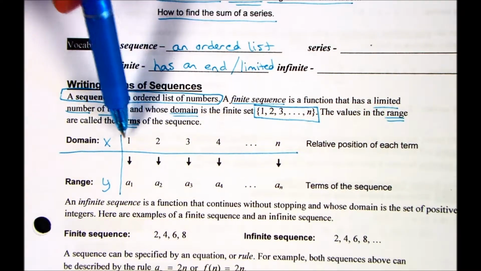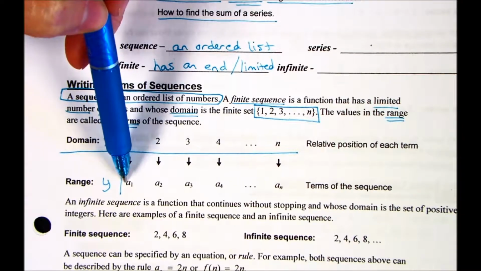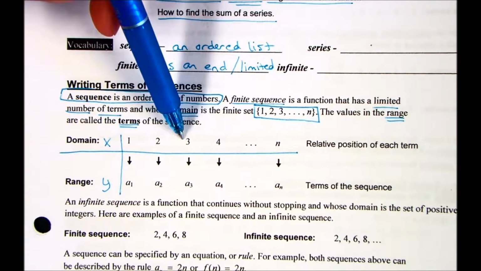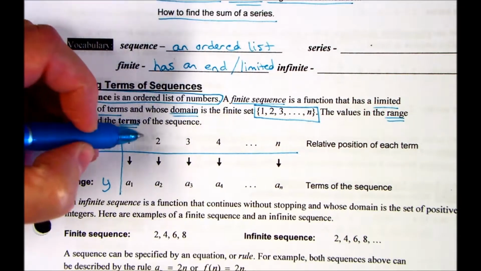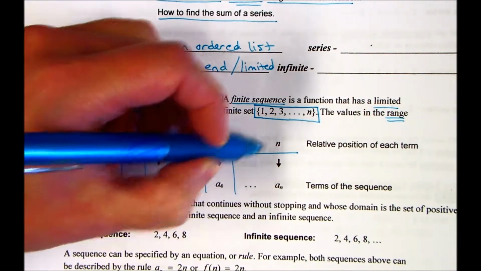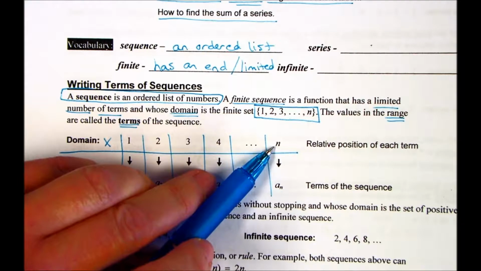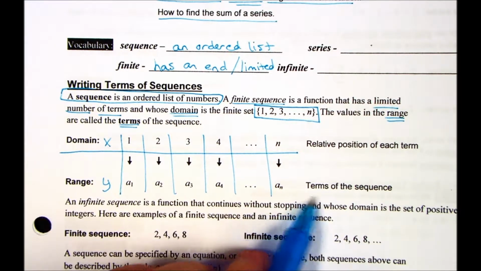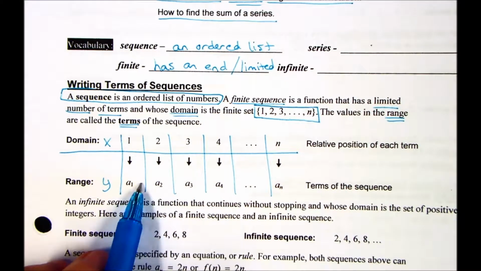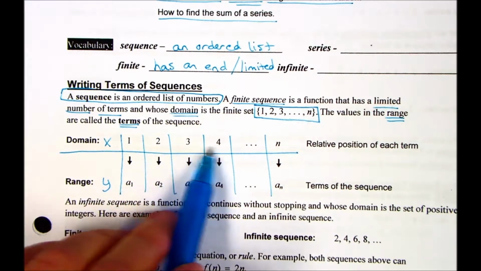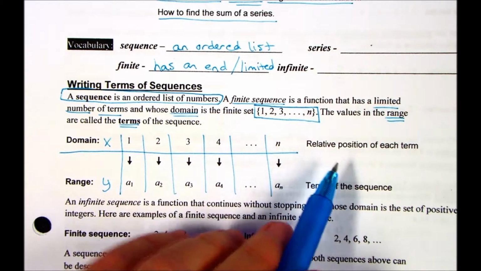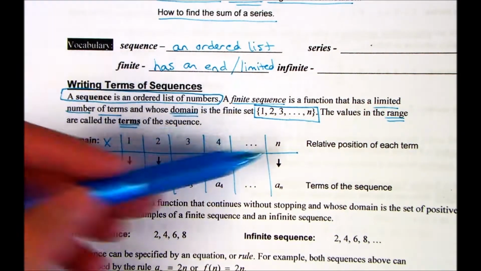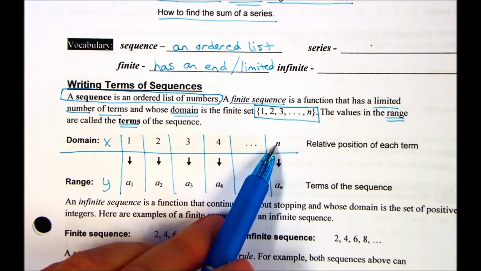The first term in the sequence we call a sub 1. The second term in the sequence we call a sub 2, third, and so on, all the way up to the nth term. So the nth term is called a sub n. These are the actual terms that are in the sequence, but the 1, 2, 3, 4 on up to n represent where they are in the sequence, whether it's the first, second, third, fourth, or the last term, which we call the nth term.